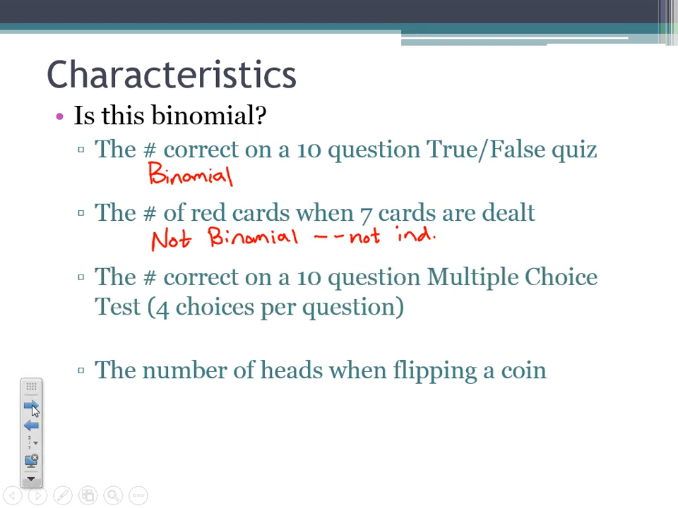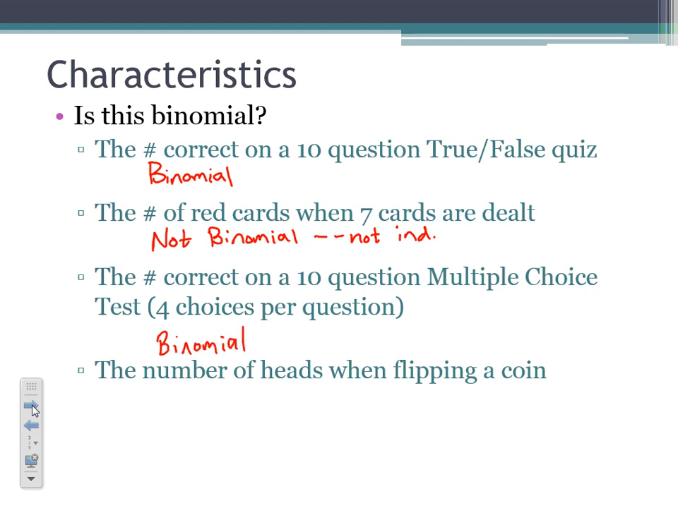All right, how about the number correct on a 10-question multiple choice test, if there's 4 choices per question. So do we have only 2 outcomes? Now, some people might think, oh, no, we don't. We have 4 outcomes. Right? We have 4 possible outcomes. Well, again, remember when we're talking about a test, we don't care about did you answer A, B, C, or D. We care about did you answer correct or incorrect. So we still have only 2 outcomes. We have a fixed number of trials, and we have independent events. So yes, this would be binomial.